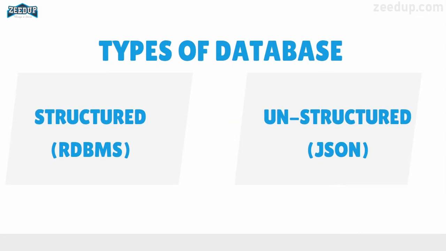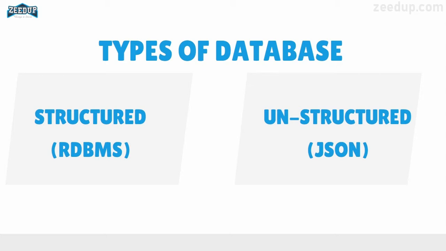There are two types of database broadly classified. One is the structured database and the other is the unstructured database. In the structured database, the records or the information is stored in the form of rows and columns, and these rows and columns together form a table. Now when these tables are related to one another, then all the information that is required is stored.